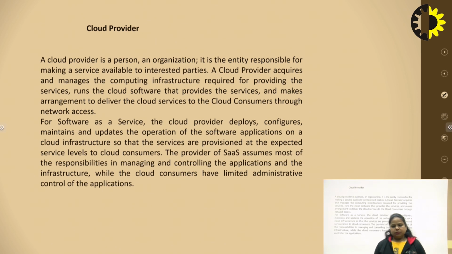See, now after the consumers, let's talk about who the cloud providers are. Basically, the cloud provider can be a person, an entity, or an organization that is responsible for providing services to interested parties. In that case, the cloud providers acquire and manage their computing infrastructure, the list of services they are providing, on their cloud software. Then they have to make arrangements to deliver all those cloud services to their cloud consumers through network access, in the form of either software or a platform.